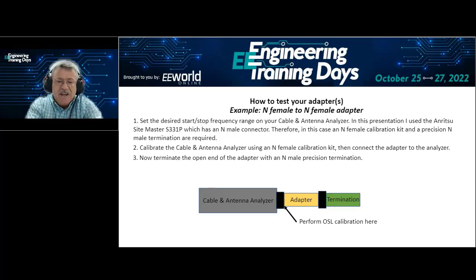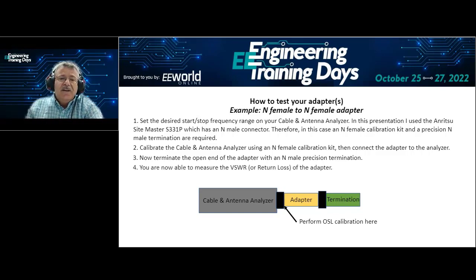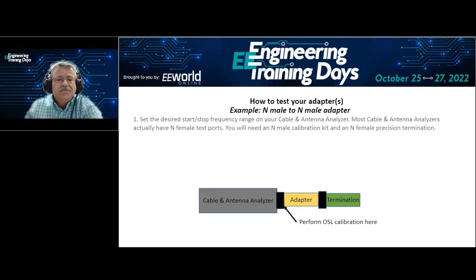Just like the adapter affects your measurement accuracy, your termination can affect your measurement accuracy of the adapter itself. So if you don't use a high quality termination, you won't get a high quality measurement on the adapter. I hope that makes sense. So now that you've done that, of course, you can measure the VSWR or the return loss of the adapter. It's your choice, and it's just a selection on the instrument GUI.